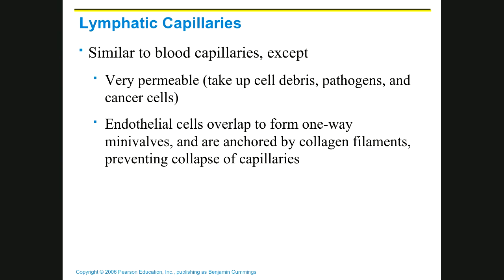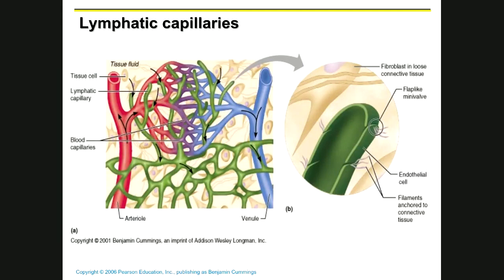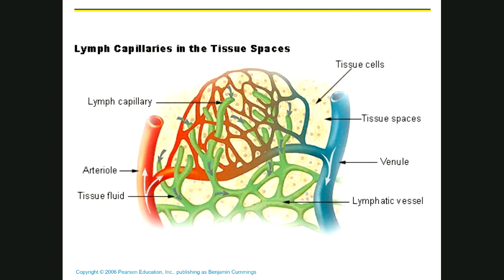So let's look at these capillaries. They're very similar to blood capillaries, but they're more permeable, and the cells overlap each other. Look, they overlap like this. They're attached on one end but loose on the other end, so they act like little trap doors. Fluid can get in, but it can't get back out. So the fluid comes out of the regular capillary and goes in. It can't get back out, and so it has to go this way.